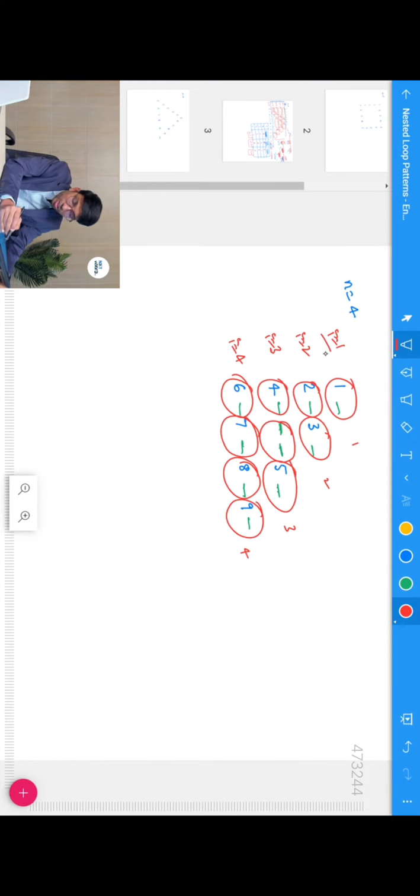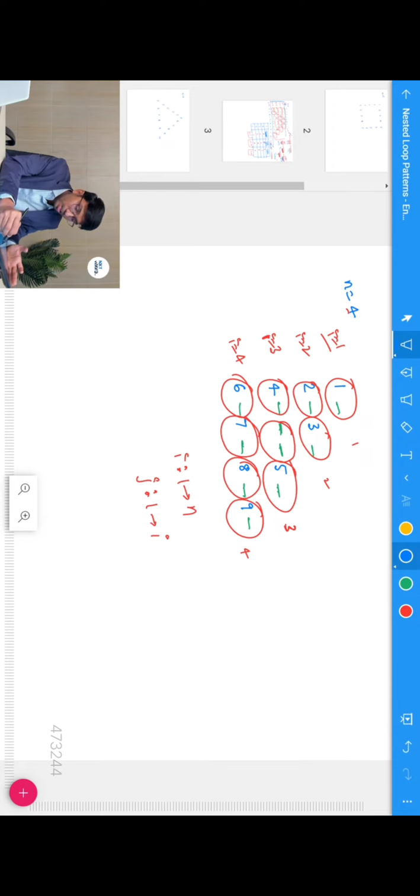So that means my i is going from 1 to 4. What is 4? My n. So i will go from 1 to n. I'll have n rows. In each row, how many numbers should I print? If the row number is i, I have to print i elements. So that means my j will go from 1 to i.